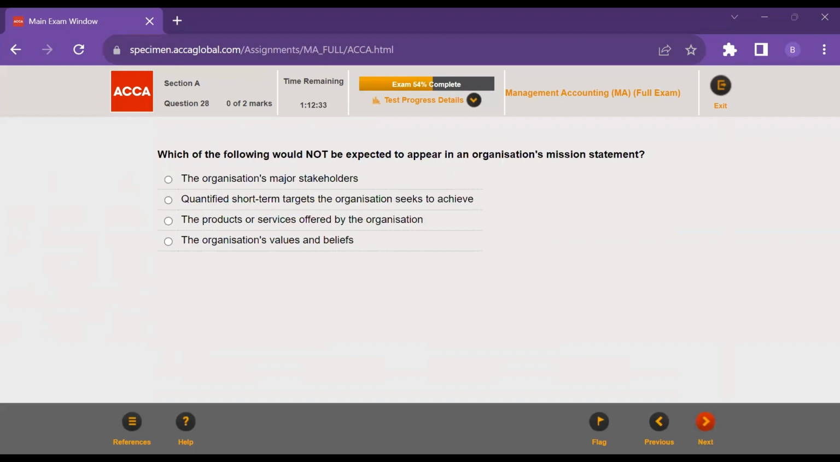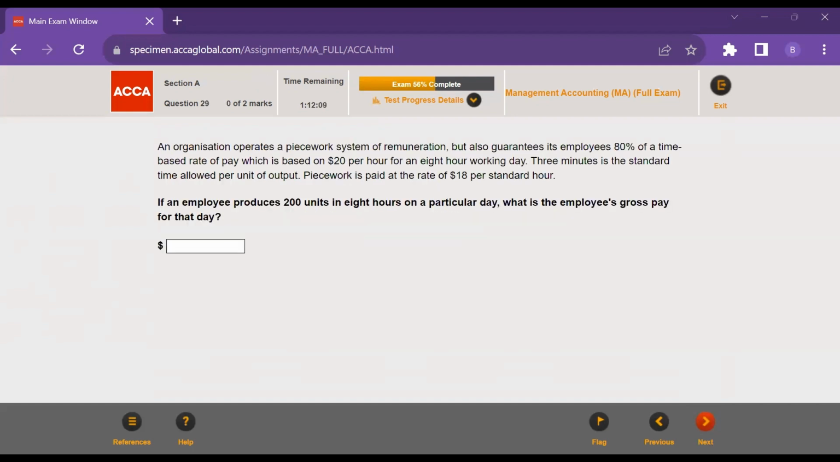Moving on, which of the following would not be expected to appear in an organization's mission statement? So major stakeholders will definitely be there. Quantified short term targets the organization seeks to achieve, no. A mission statement will always talk about something long term, so this is something that will not appear. Products or services will definitely appear. The values and beliefs will also appear.